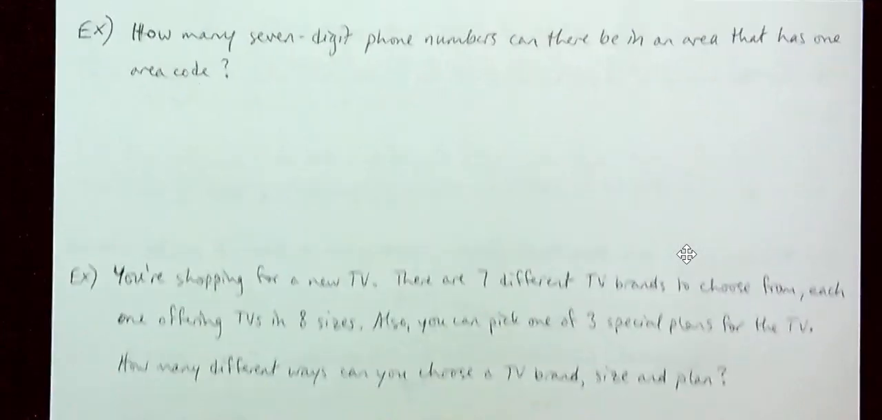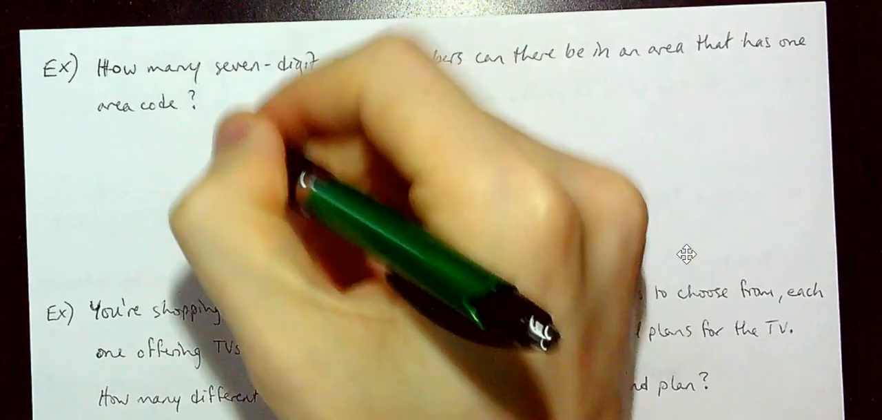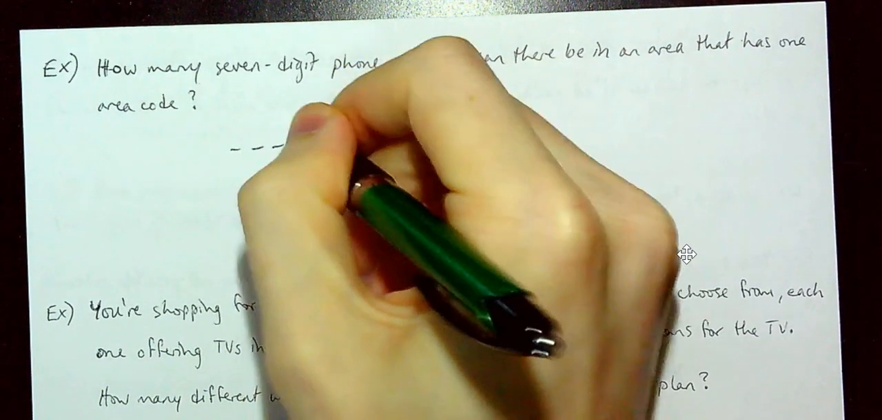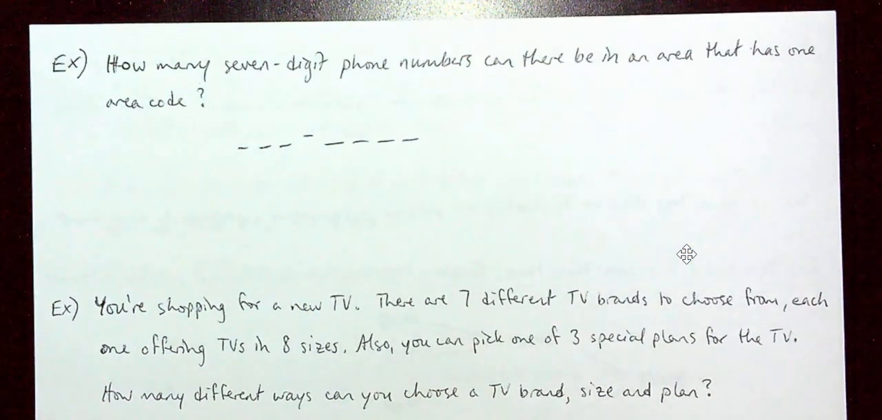So, first up, how many 7-digit phone numbers can there be in an area that has one area code? So I'm going to draw some lines here. Obviously, all phone numbers in the US, you have your 3-digit area code, and then you have your 7-digit phone number. So within an area code, in theory, how many different 7-digit phone numbers could we have?